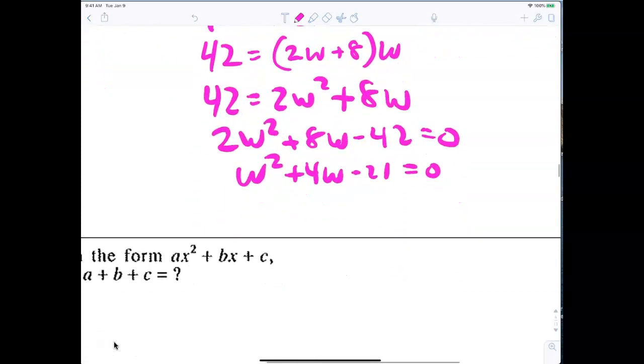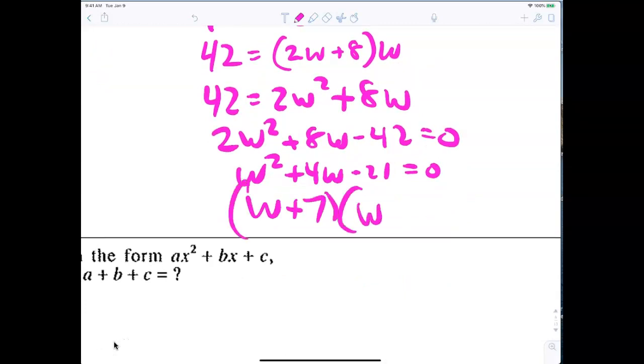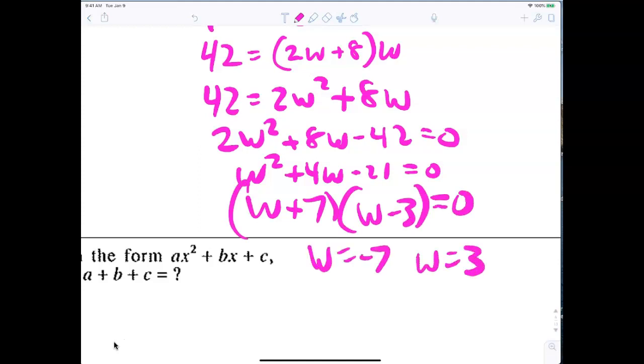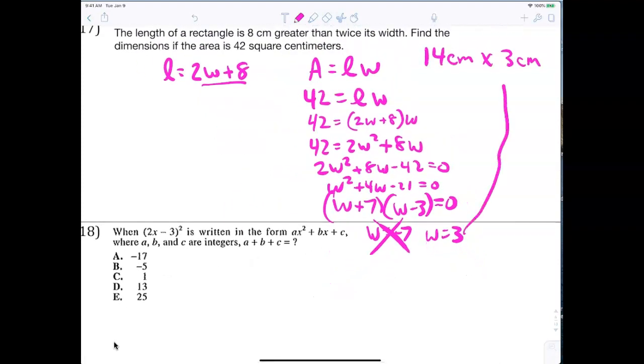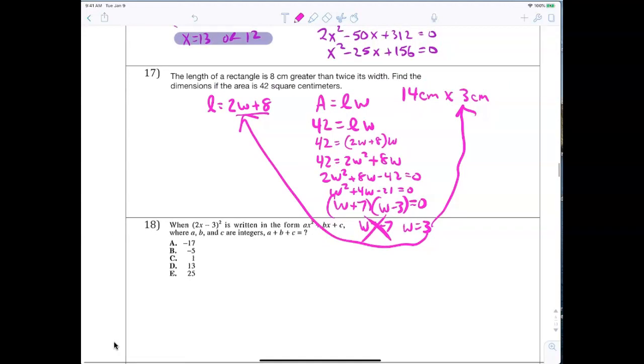After I solved this down here, we ended up with w plus 7 and w minus 3. Do you agree with that? So the width would have to be negative 7 or 3. Can the width be negative? No, so this one's out. So the width I know is 3. Then my length would be 2 times 3 plus 8. Hold on a second. Anybody else on that?